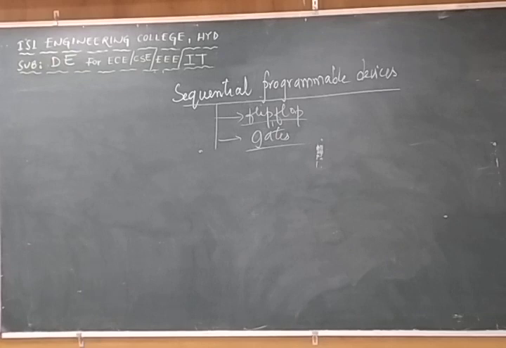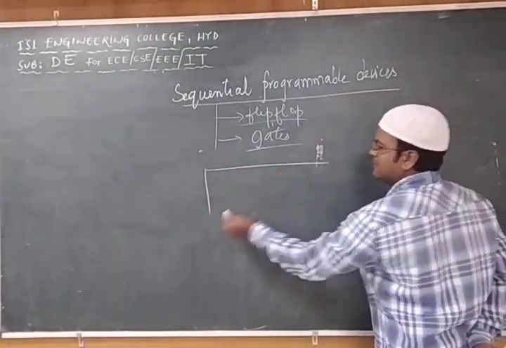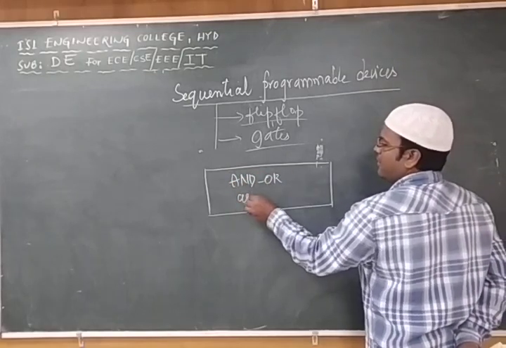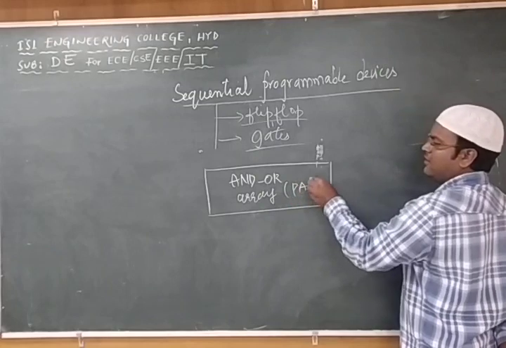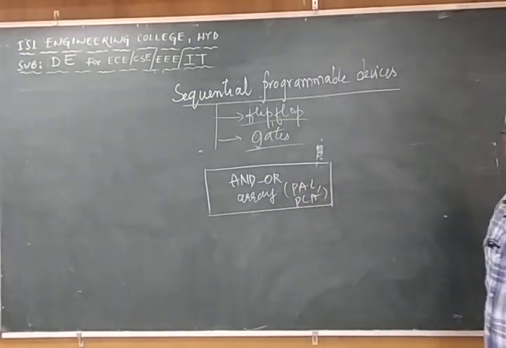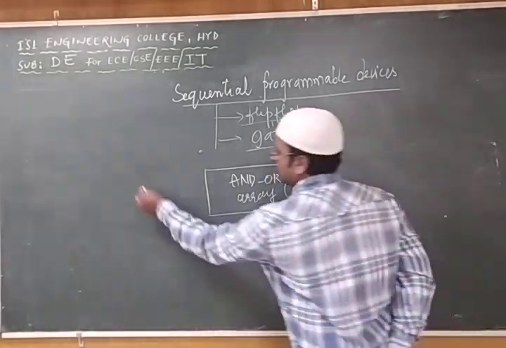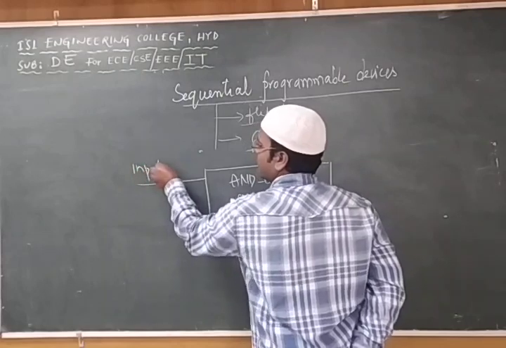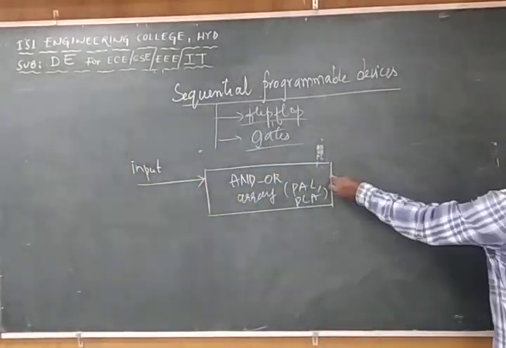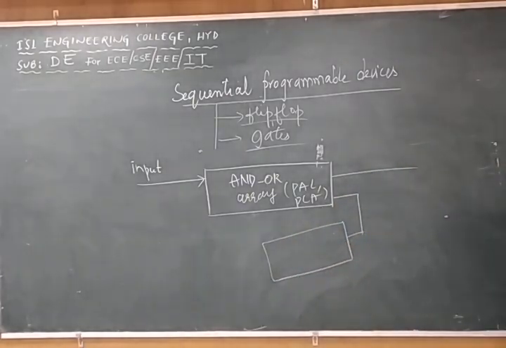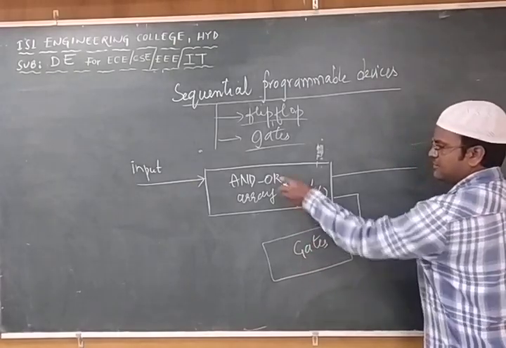So in that we'll be using the concept of AND-OR arrays. What are AND-OR arrays? In that we had PAL and PLA. We have seen this. PAL stands for programmable array logic, and PLA for programmable logic arrays. We are giving the input to it, and it tries to produce the output, with the main concept being memory elements and gates. This is the memory and this is the gate.